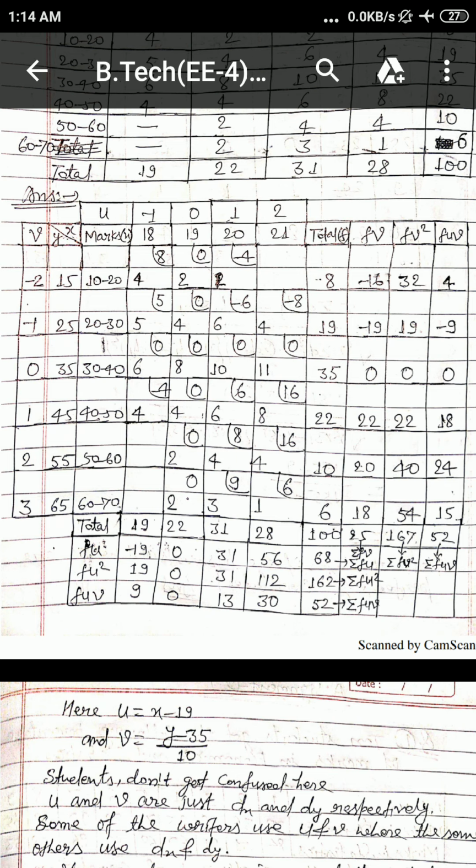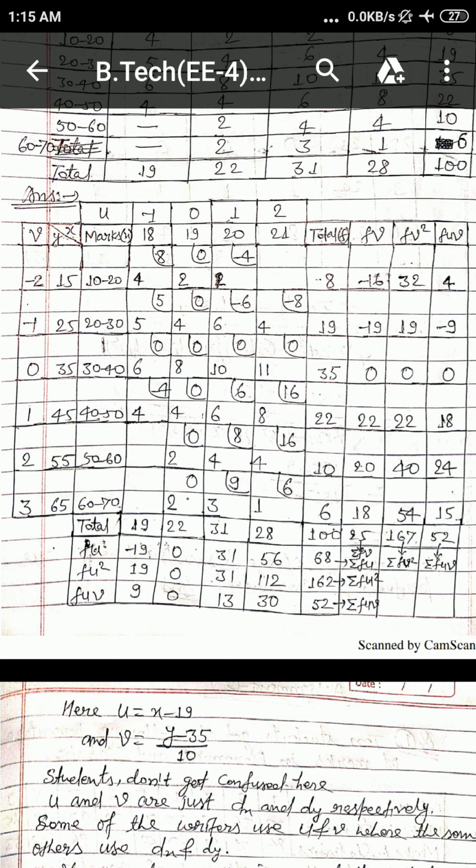15, 25, 35, 45, 55, 65. Okay, so I suppose here just 19 I have to subtract from each of the x. You may take it for 20 also, 21 also, 18 also, or any number. So x minus 19 we represent u, and similarly y minus 35, that means v.